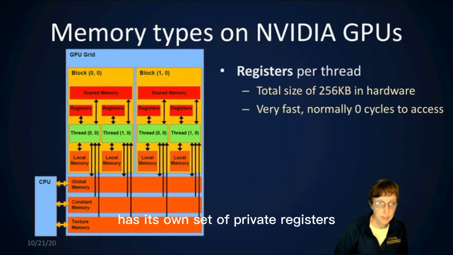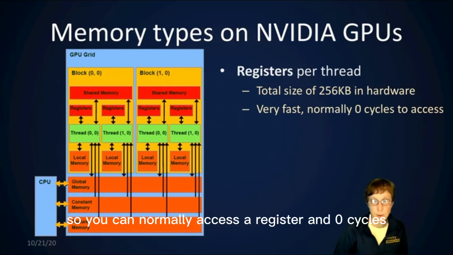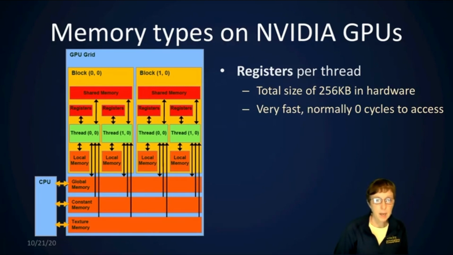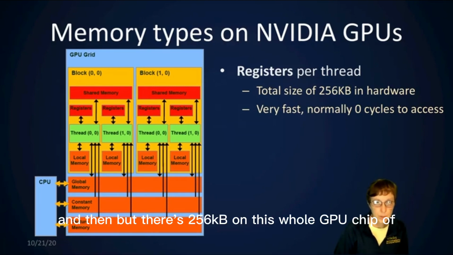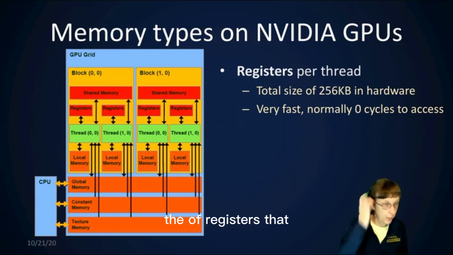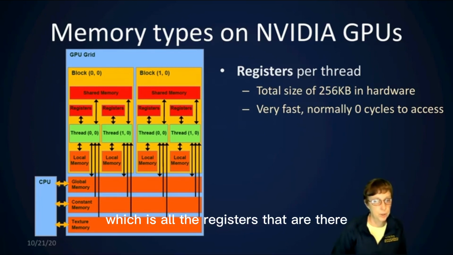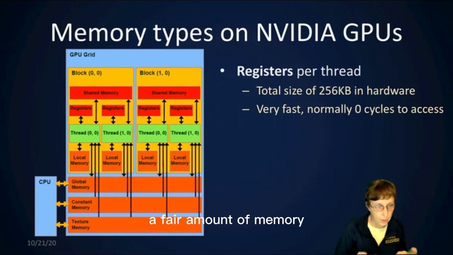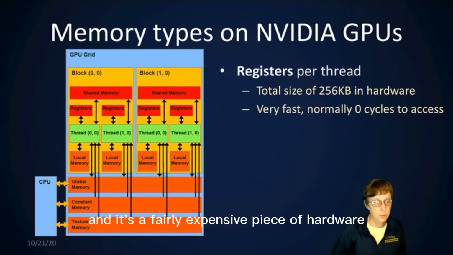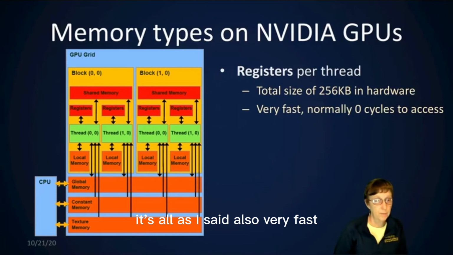And each one of those has its own set of private registers. Those are very fast, so you can normally access a register in 0 cycles. There's 256 kilobytes on this whole GPU chip of the register file, which is all the registers that are there. So there's actually a fair amount of memory, and it's a fairly expensive piece of hardware. It's all, as I said, also very fast.